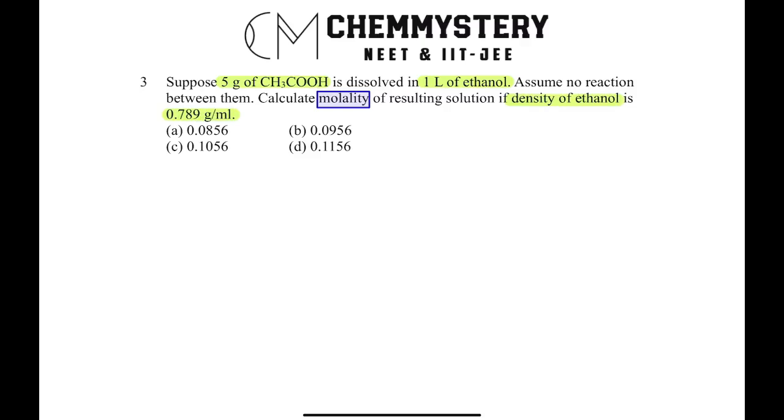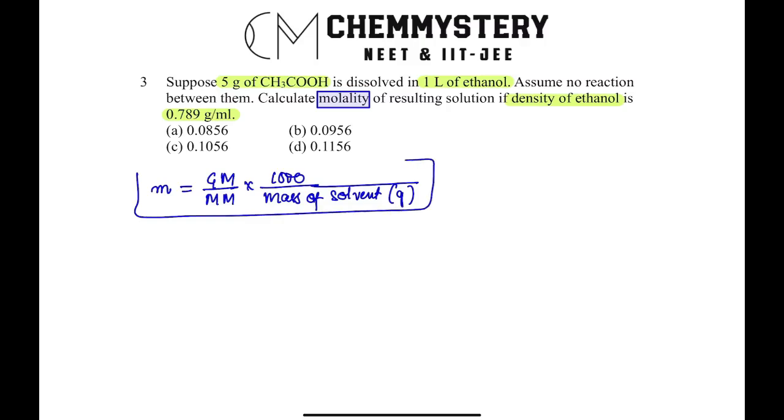Fine. Molality. What is molality? Molality is equal to moles of the solute, that is given mass of the solute by molecular mass of the solute, into 1000 by mass of the solvent in gram. If it is in kg, then there is no need to multiply by 1000. Simple.